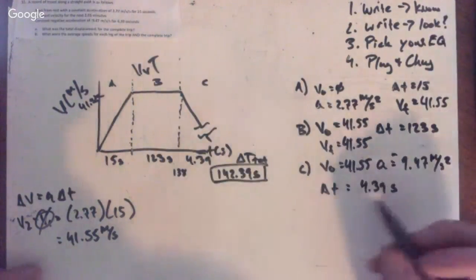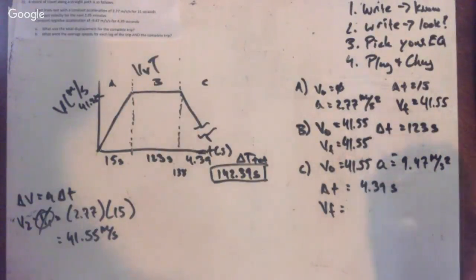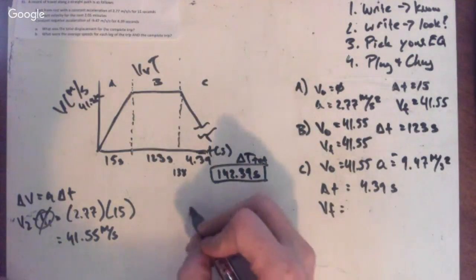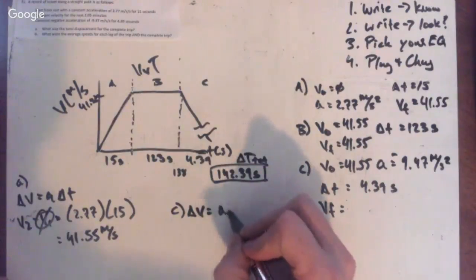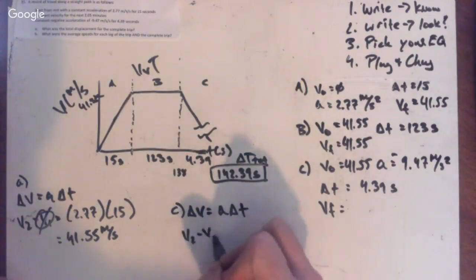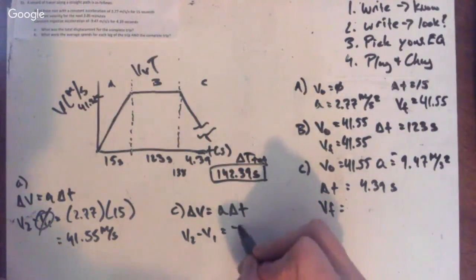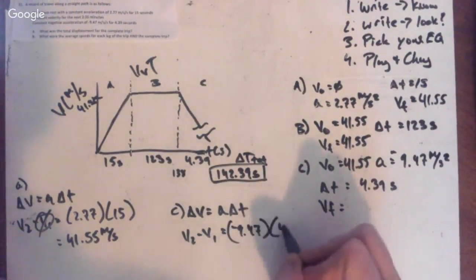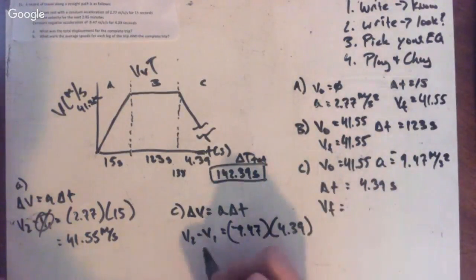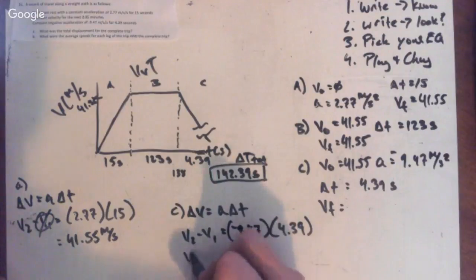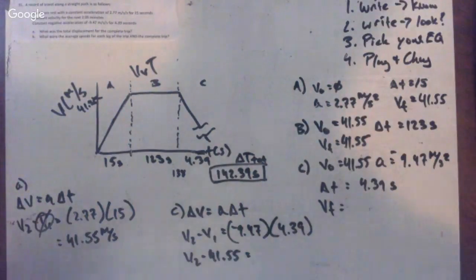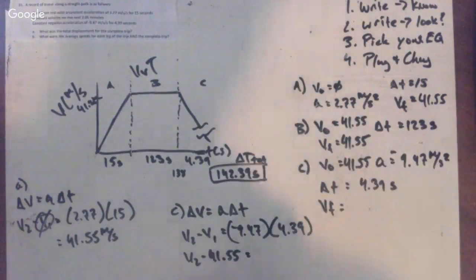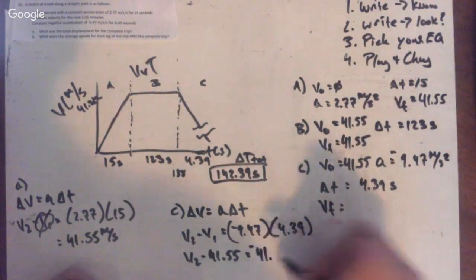Okay, and now let's figure out what our final velocity is here in section C. Something tells me it's probably 0, but our delta v for C is, again, a delta t. Now, v2 minus v1 equals negative 9.47 times 4.39. Our initial v over here is now 41.55. And let's see what 9.47 times 4.39 is: shockingly, negative 41.55.